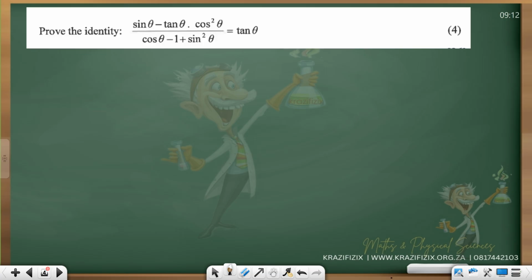Okay, so here's my first one. Prove the identity: sine theta minus tan theta, multiplied by cos squared theta, and so on, equals tan theta. Now, already I can see a complex side and a simple side. I hope you agree with me. Which side do you think is more complex? Is it the left-hand side or the right-hand side? I want to see if you can identify which looks a bit heavy.